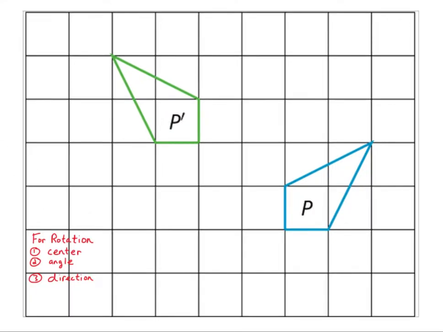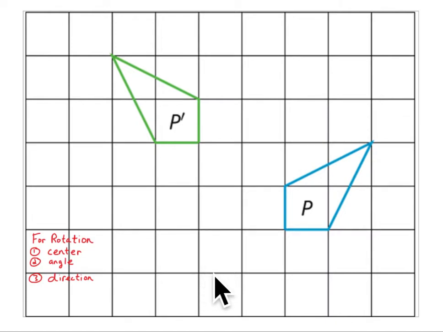And you need to know the center of rotation, so they're not telling you that in this case. They're asking you to find the center of rotation. You need to know the angle, and the angle is 90 degrees. So a 90-degree angle is a right angle.